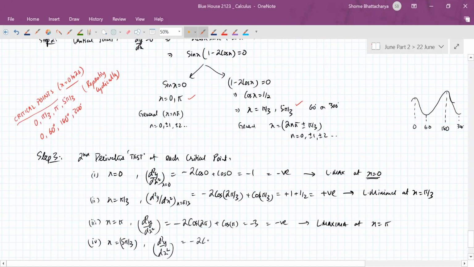That will become minus 2 cos 2x. So that will be 10 pi by 3, plus cos x, so plus cos 5 pi by 3. So I'll work out the value here for you. Okay.